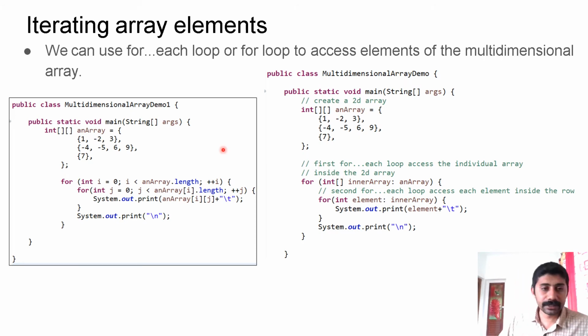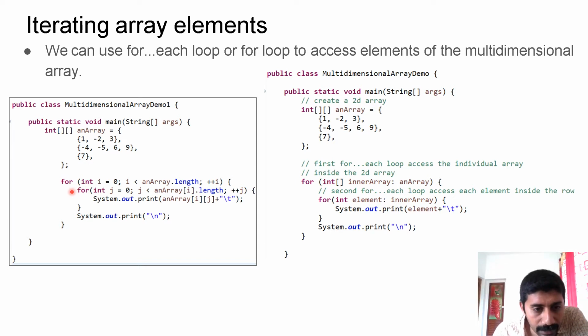Iterating array elements. We can use a for loop to iterate the array elements. In Java one more provision is there, for each. That is something new to you. Here you can see a multi-dimensional array. Here I am creating one array. The first row has 3 columns, the second row has 4 columns, the third row has 1 column.